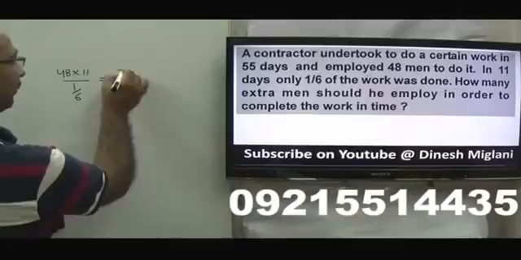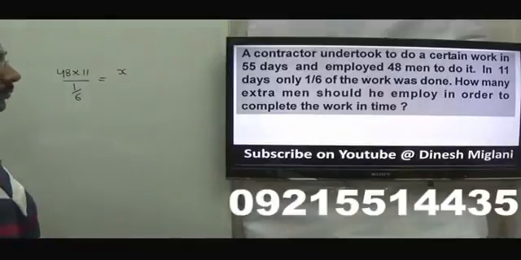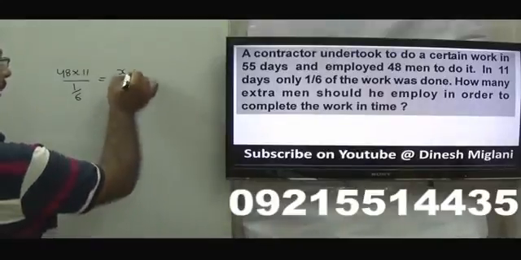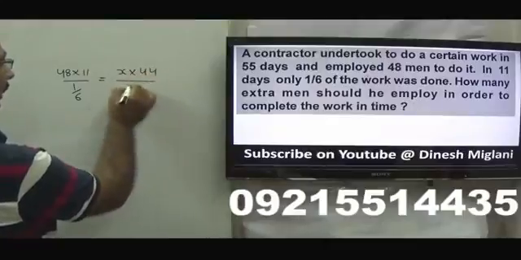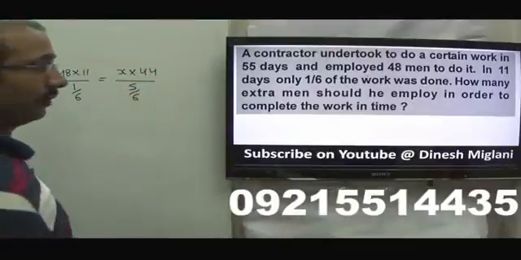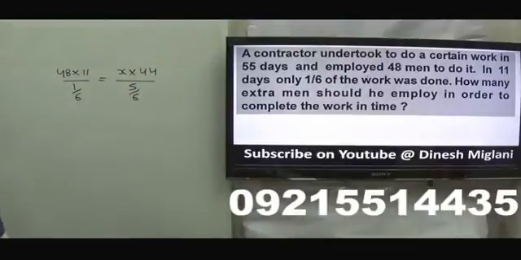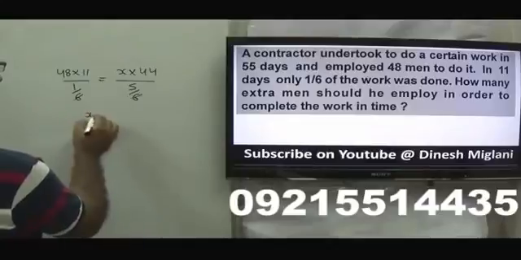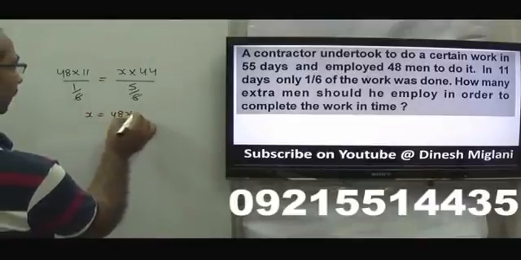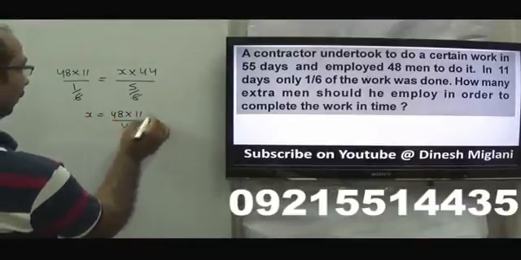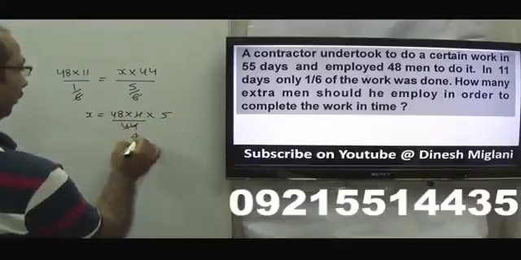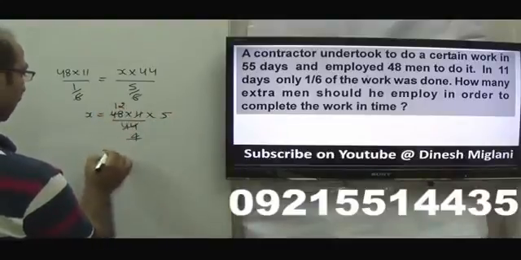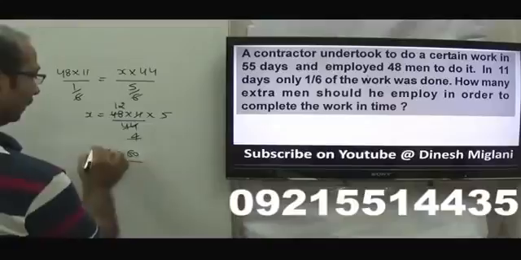Let us say men required are equal to X. They have to do the work in 55 days. Hence, how many days are left? 44. And the work left is equal to 5/6, right? I have to just find the value of X. Now, if I solve it, 6 would be cancelled out. X would be 48 into 11 by 44 into 5, right? 11 will go on 44, 4 will go on 12, right? I can say that X equal to 60, right?